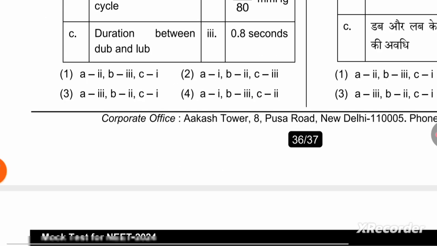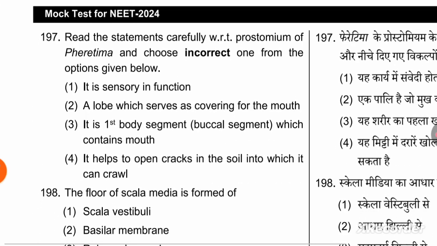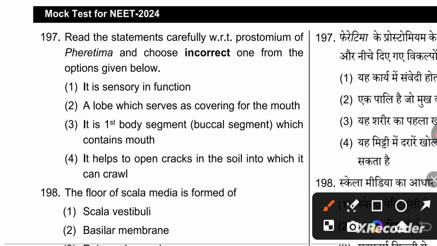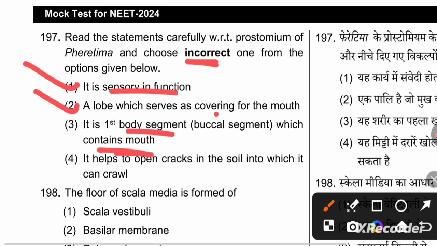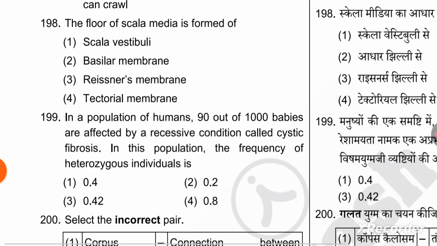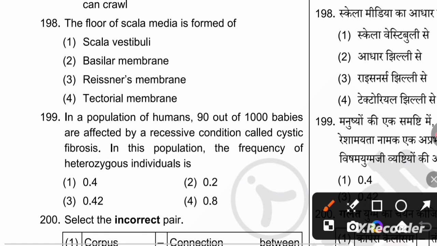Let us go to 197th question. Read the following statements with respect to the prostomium of cockroach and choose the incorrect statement from the given options. Incorrect statement we need to find out. It is sensory in function, right? A lobe which serves as covering for the mouth. This is also right one. It is the first body segment, buccal cavity, which contains the mouth. So this is the incorrect statement regarding the prostomium of cockroach. 198th question. The floor of scala media is formed of basilar membrane. You can find this in the ear.